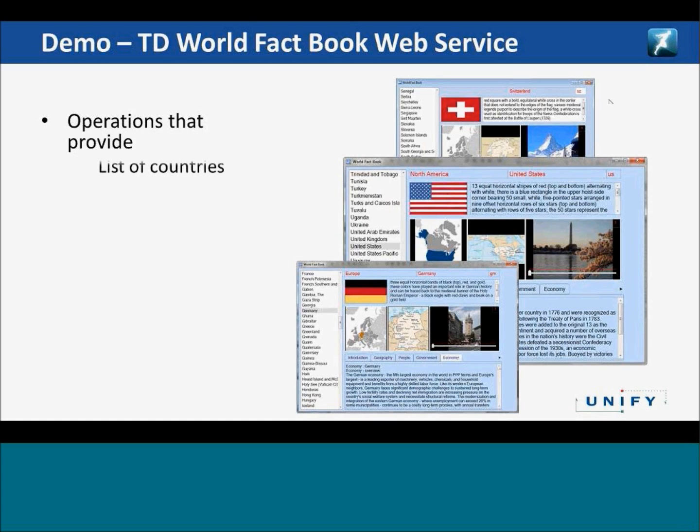And that host provides operations like a list of countries, country flag. So I can tell that web service I want to get back the country flag of Switzerland, the country flag of Norway, the country flag of the United States or Germany or of the European Union. I can get back a country map and the country descriptions that you see on the screenshot at the bottom, like introduction, geography, people, government, economy. And that data is actually coming from the CIA website, which has available information about many countries in the world.